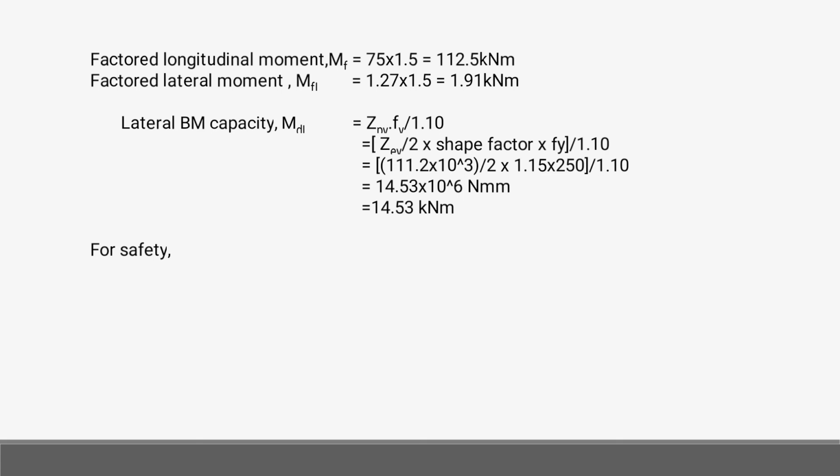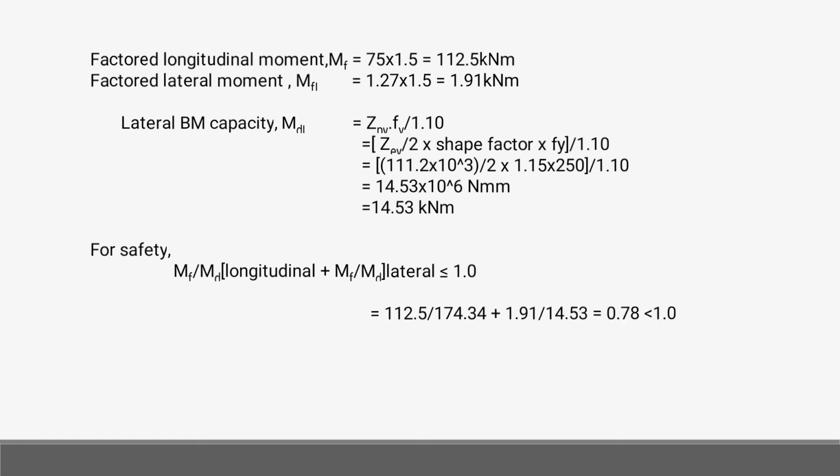For safety, Mf divided by Md longitudinal plus Mf by Md lateral should be less than 1. This notation is difficult, but it is My by Mdx, our common formula. Less than 1 means hence safe. We know all the values, and it is less than 1, 0.78. So hence the section is safe. Hence the section selected is adequate and safe.